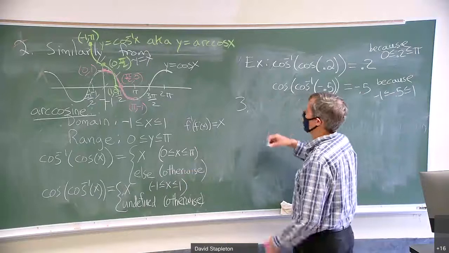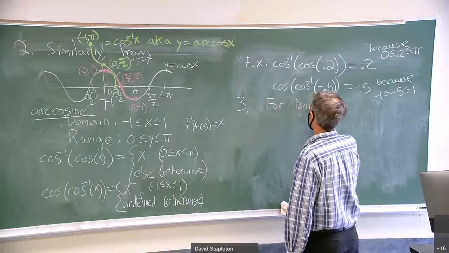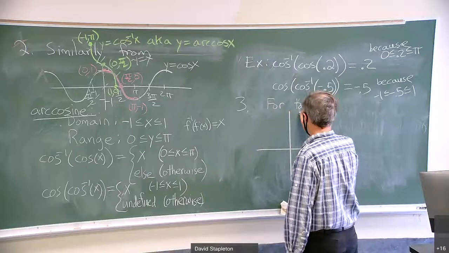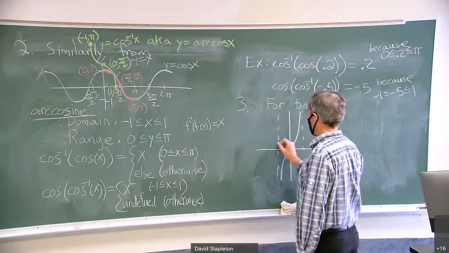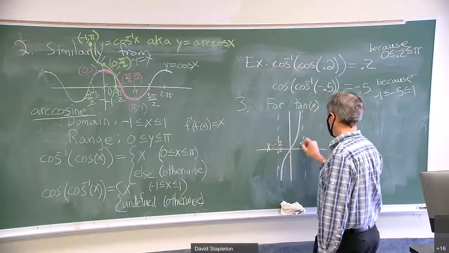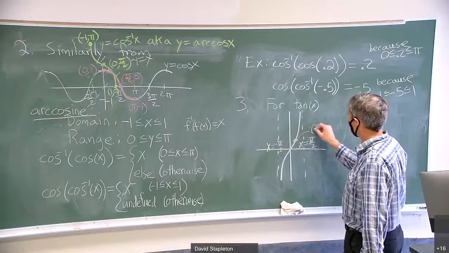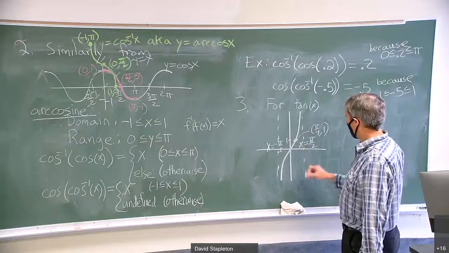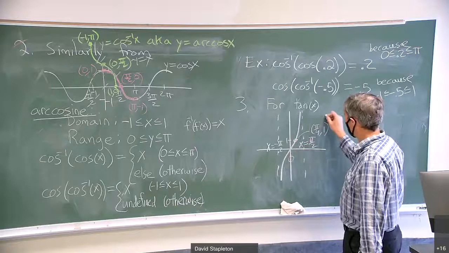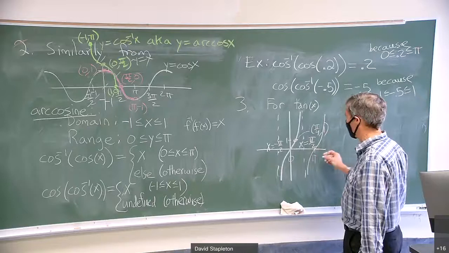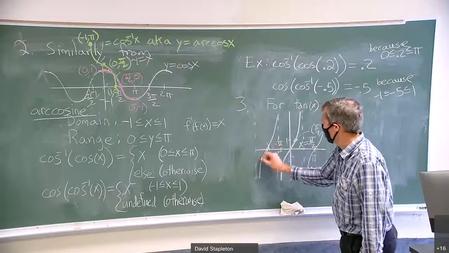For tangent x, we have this picture. Remember, it has asymptotes at x equals minus pi over 2 and x equals pi over 2. And it goes through this point, if you like, to plot an extra point here just to see how steep it is: pi over 4, 1. This will be about 1 here. And then it repeats over and over, right? It crosses the x-axis at integer multiples of pi: 0 pi, 1 pi, 2 pi, minus pi, minus 2 pi, minus 3 pi, repeating this pattern over and over. And it has asymptotes at odd multiples of pi over 2.